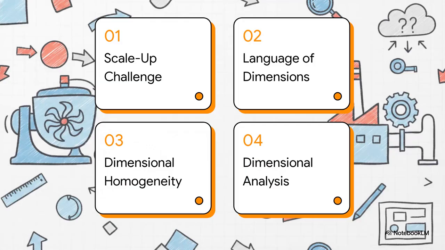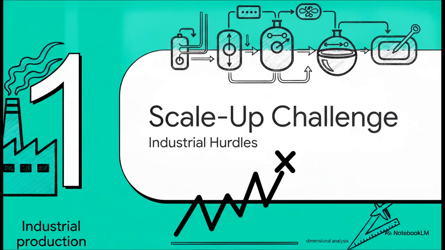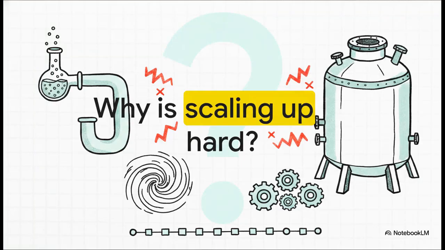We've got a clear roadmap for today with 4 main stops. First, the scale-up challenge. Then, the language of dimensions. Next, dimensional homogeneity. And finally, dimensional analysis in action. So let's kick things off with Section 1, the Scale-Up Challenge. It really is a fascinating question.